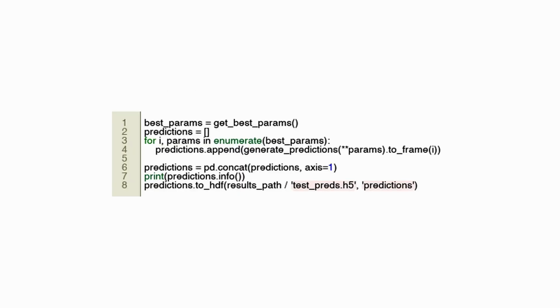This code trains a neural network to forecast financial asset returns. It first finds the optimal settings with the getBestParams function. Following that, it initializes an empty predictions list. It loops over each set of optimal parameters, generates predictions using them, and stores these predictions as data frames in the list. After making all predictions, the list is combined into one table and saved in HDF format. Lastly, it prints out details about the predictions for review.